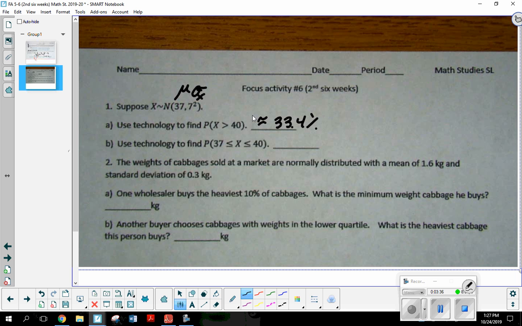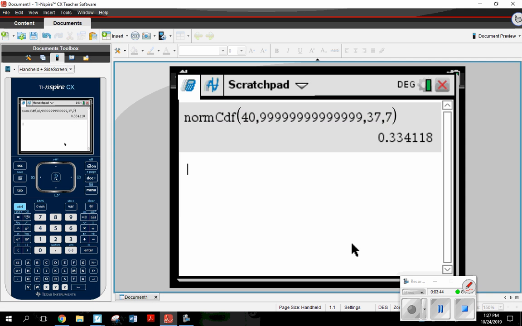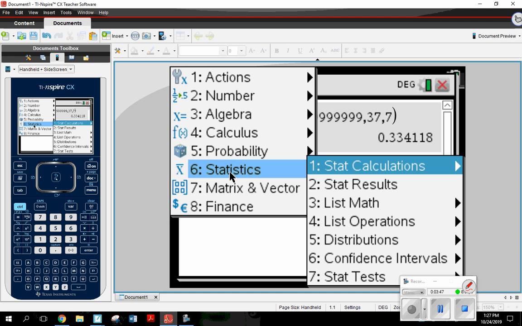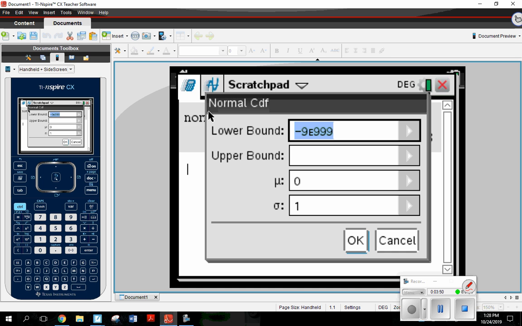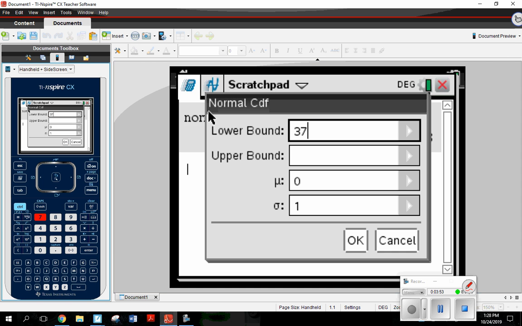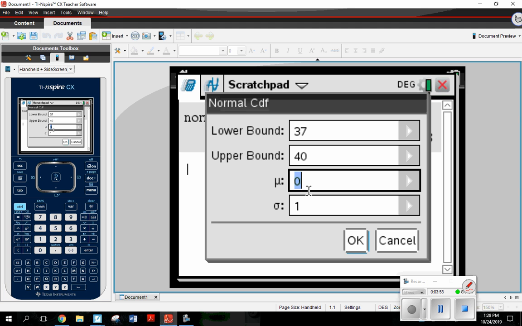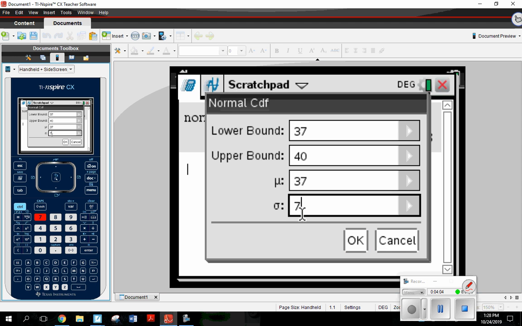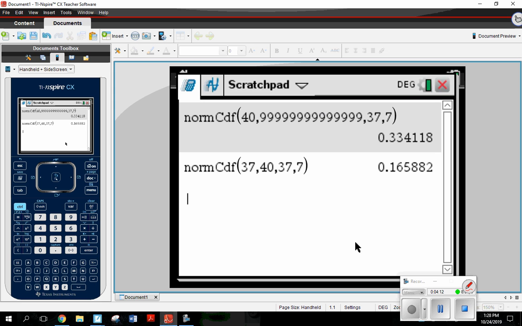Now I want to use technology to find 37 less than or equal to X less than or equal to 40, so I'm going to go ahead and do the same thing. It was menu, statistics, distributions, normal CDF. Now I want it between 37 and 40, so it gave me both an upper and a lower boundary. The mean is still 37, and 7 was my standard deviation. So what am I going to get on this one when I push it? Okay, so 16.6%.